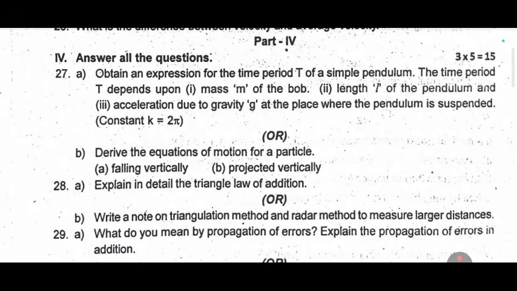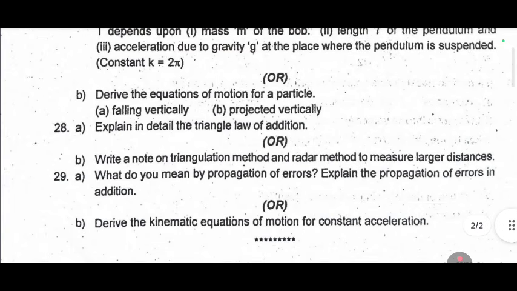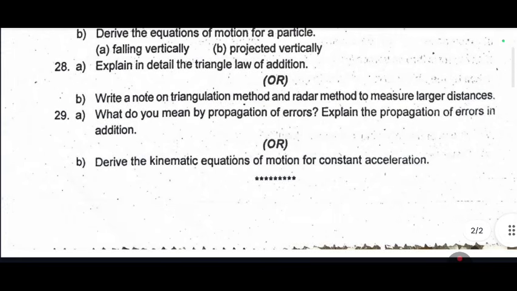28, explain in detail the triangle law of addition. Or write a note on triangulation method and radar method to measure larger distance. 29, what do you mean by propagation of errors? Explain the propagation of errors in addition, or derive the kinematic equation of motion for constant acceleration.